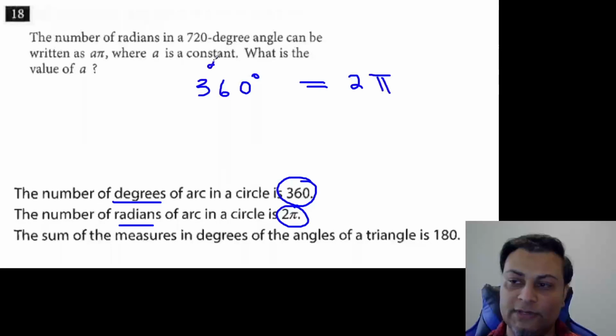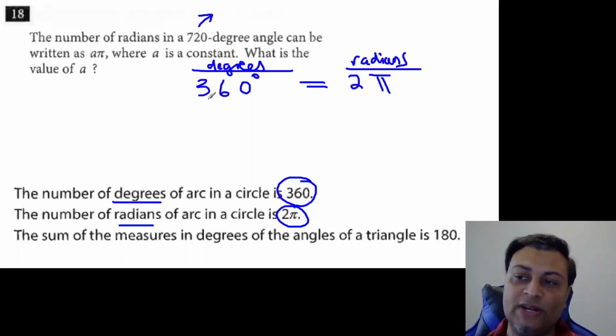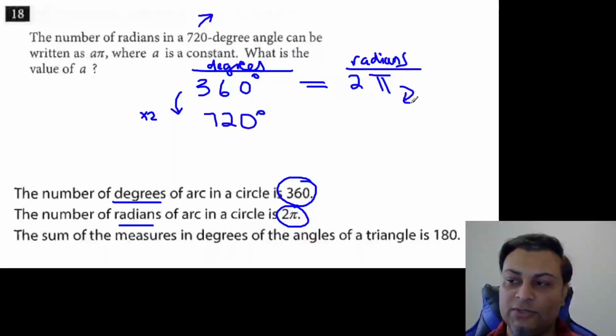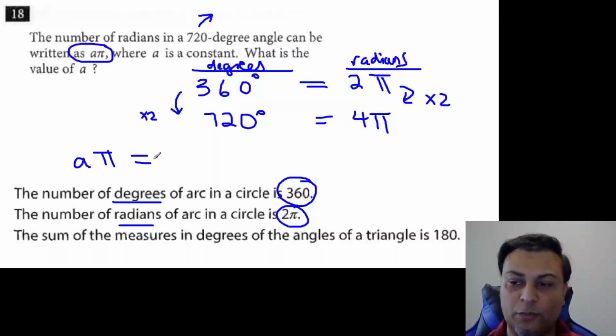Let me put that down here. This is degrees. This is radians. So if you want 720, that's twice as big as 360. You times 2 and you get 720. And here you times 2 as well, and you would get 4 pi. Now they mention it's a pi. Well, a pi is 4 pi. So a is 4. The answer is 4.